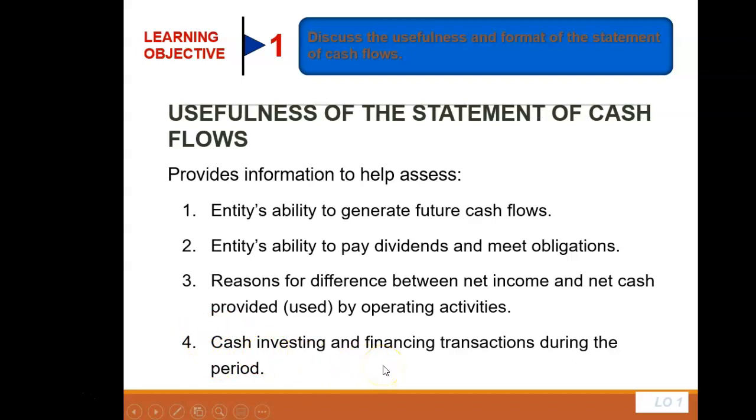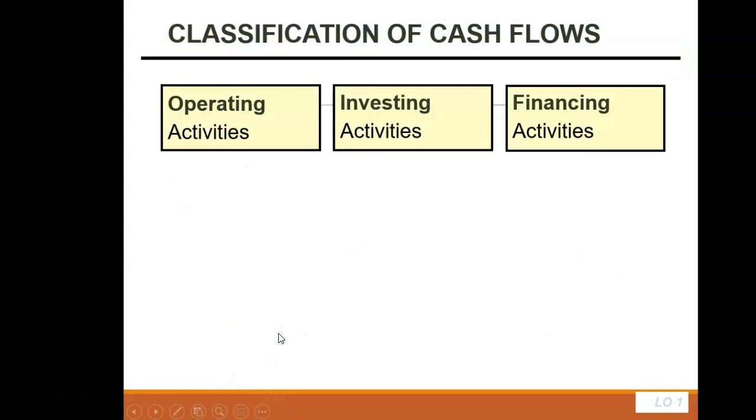It also shows the cash that we use or receive from investing and from financing transactions. So this Statement of Cash Flow is all about the change in the cash account from the beginning of the accounting period until the end of the accounting period. So we focus on the different types of activities that cause the change in the cash account.